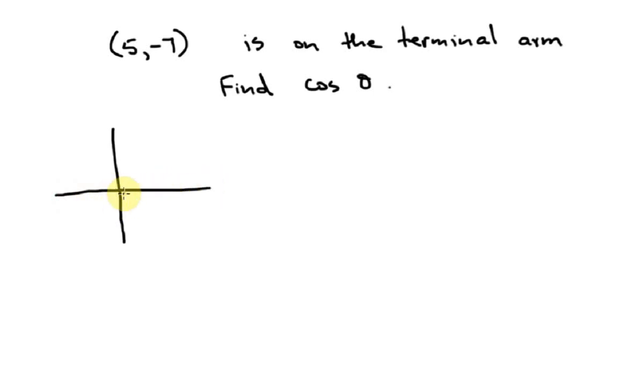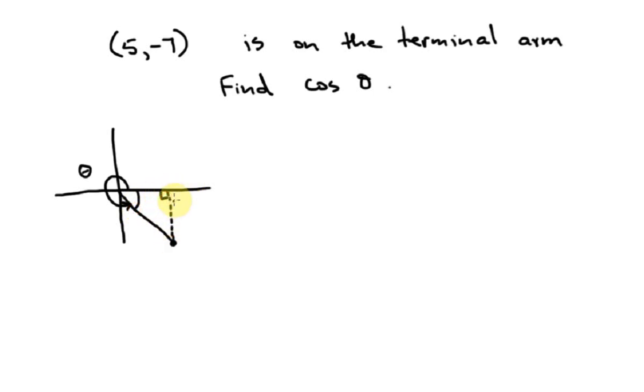So let's plot this point. It's 5 to the right and then down 7, so it might be down here somewhere. And it's on the terminal arm, so let's see if we can draw a half-decent terminal arm there. All right, so theta basically is this. Well, let's use our reference angle and build ourselves a little triangle here.